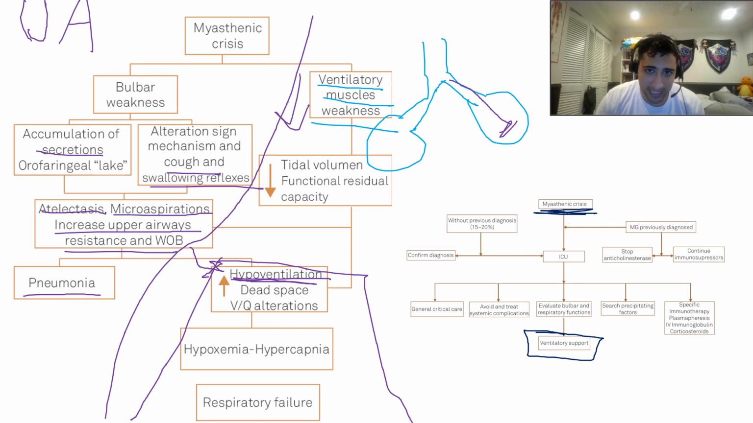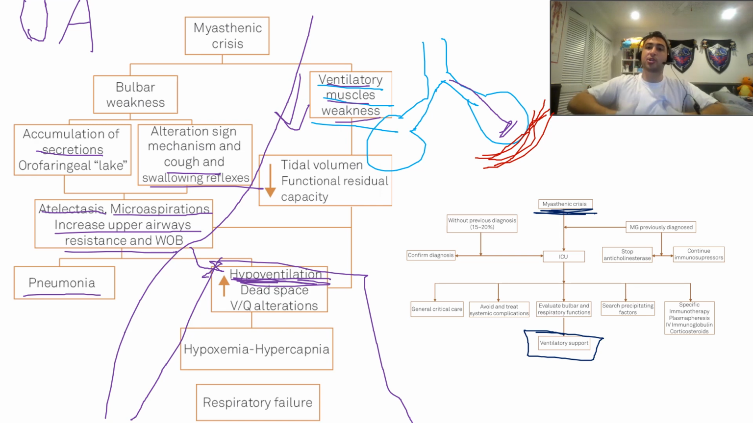Well, it's called dead space because you have all these capillaries that are coming in to get fresh blood, right? It's fresh blood with fresh oxygen, except it's not fresh oxygen because you're hypoventilating, because you have ventilatory muscle weakness, because your ventilatory muscles are skeletal muscles, because you're in myasthenic crisis, you don't have enough acetylcholine to breathe. Your ventilation gets weaker and weaker.